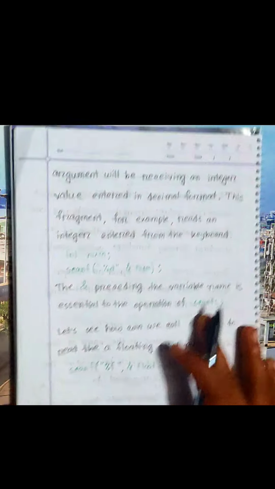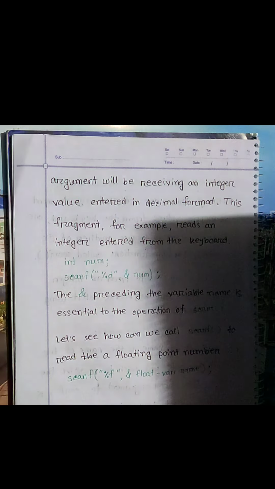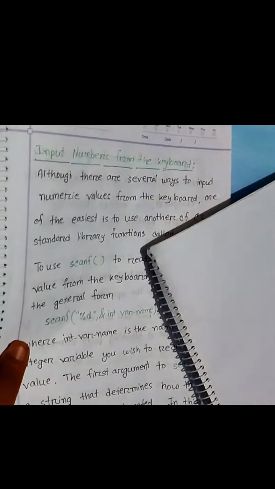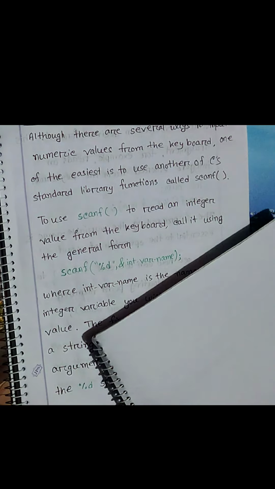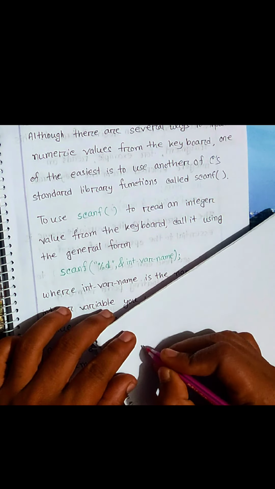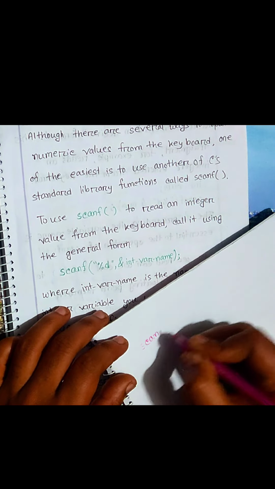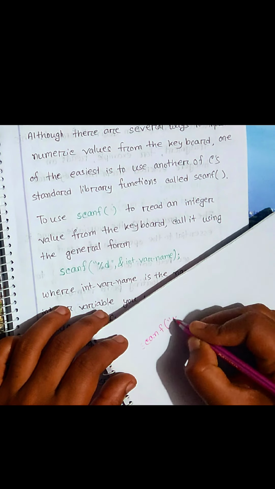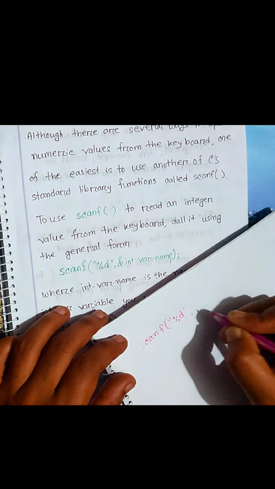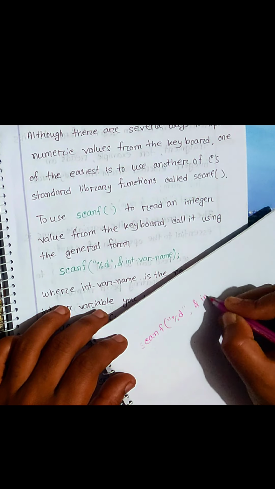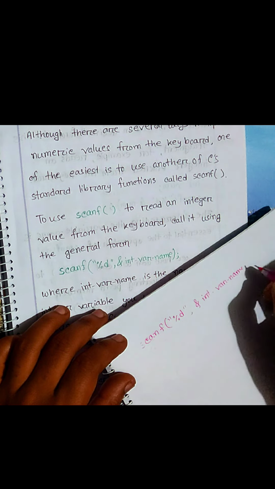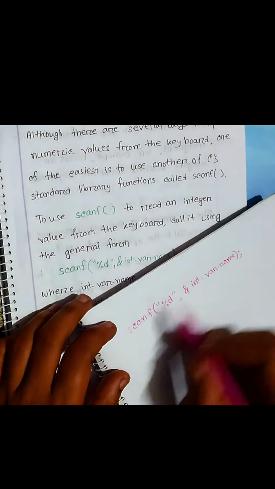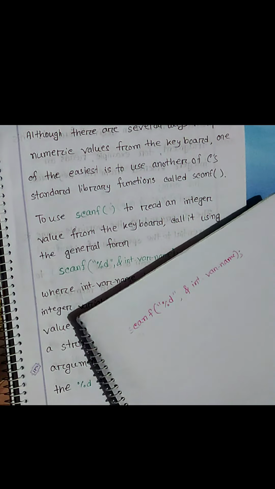Okay, let's see them in my other notepad. Let's start with the integer value first. For an integer we have to write scanf, %d, comma, ampersand, integer variable name. This is the general form. Okay, let's see an example.